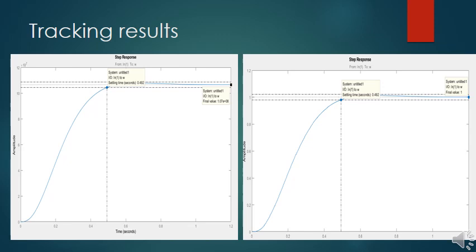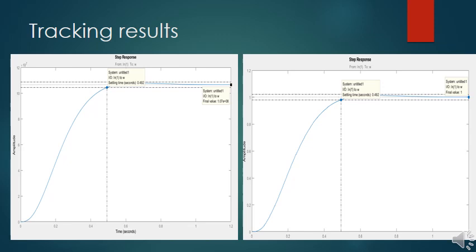The slide on the left hand side shows us the tracking result when the scaling constant was not applied, and the slide on the right hand side shows us the tracking result when the value for n, that is the reference scaling constant, was applied. You can see from the graph on the left hand side that the final value never quite reaches 1, whereas it reaches 1 on the graph shown on the right hand side. That is the value we were looking for.